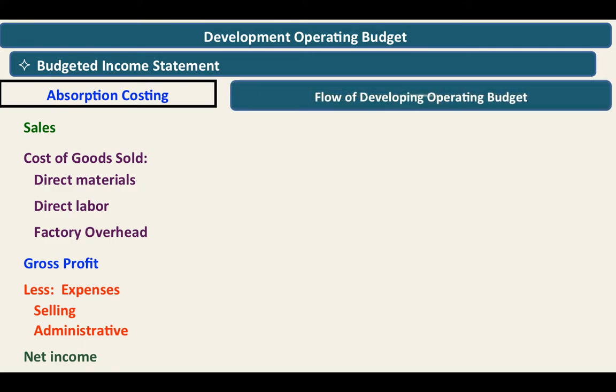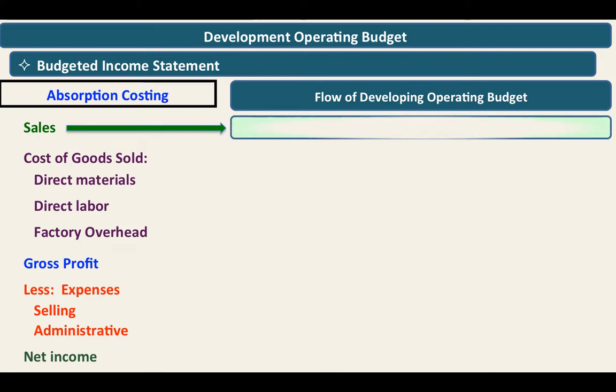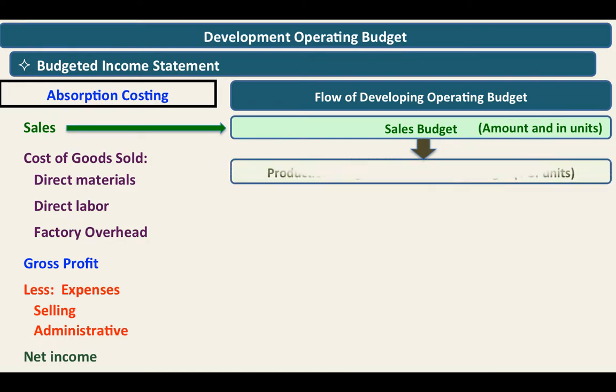And we have already discussed the preparation of the sales budget. In the sales budget, we present the amount and the number of units that we are going to sell. After preparing the sales budget, based on it we are going to prepare the production budget or manufacturing budget. In the manufacturing budget, we will be projecting the number of units that we are going to manufacture.